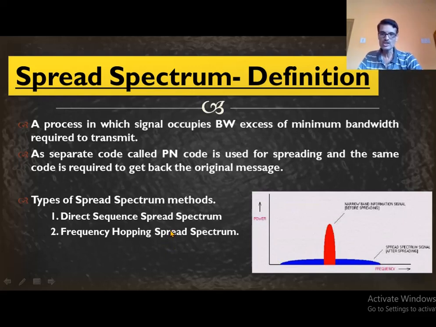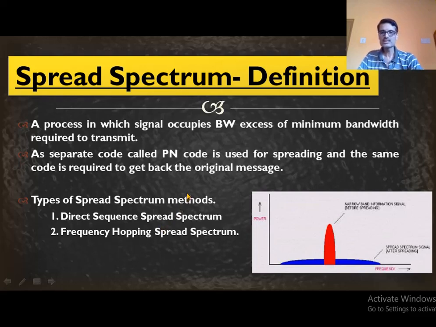That change of carrier frequency depends on the PN code. So without knowing that PN code value, we don't know the hopping process. So it is impossible to get back the original signal. That's how the security is added. So we will understand this later. Detailed working of both the methods we will understand in the next videos.